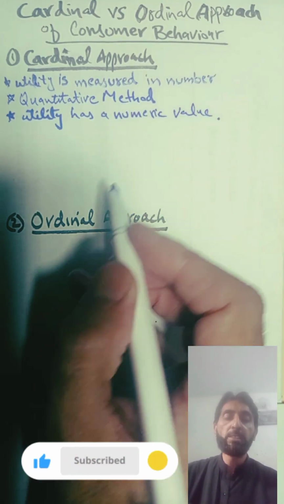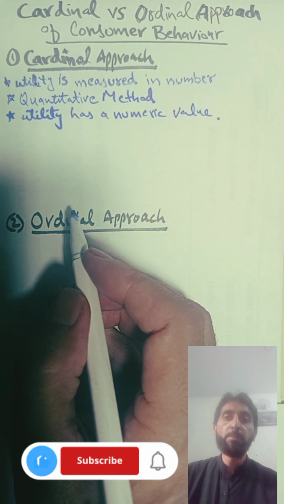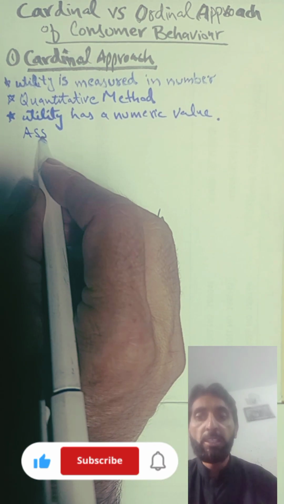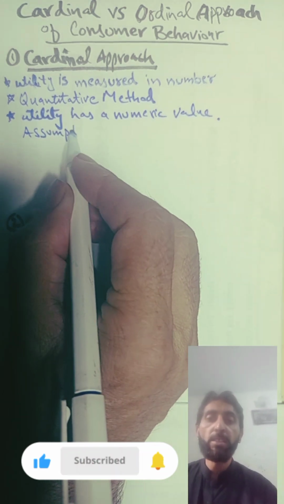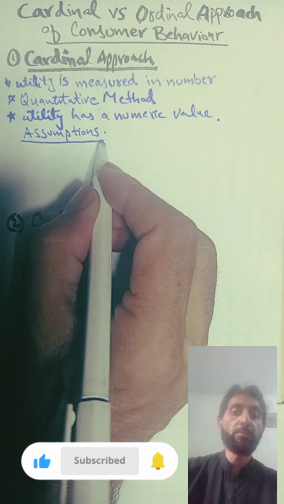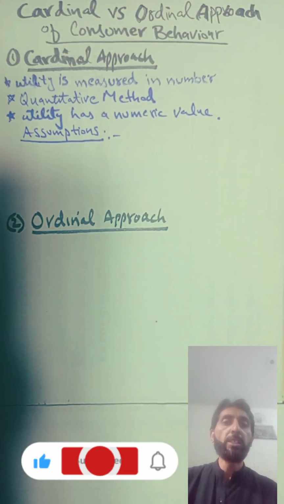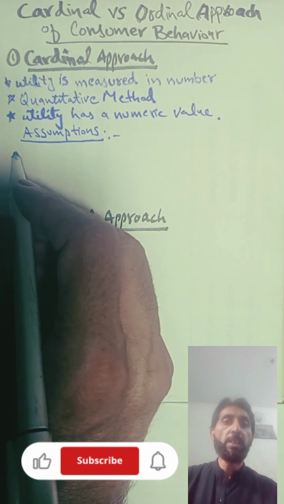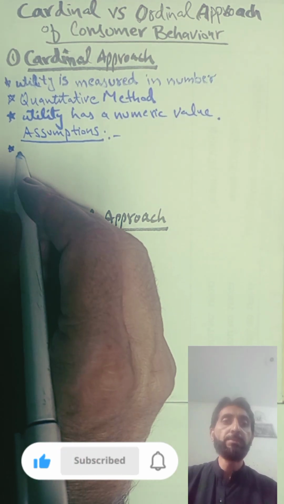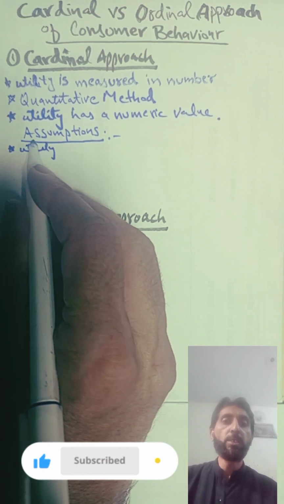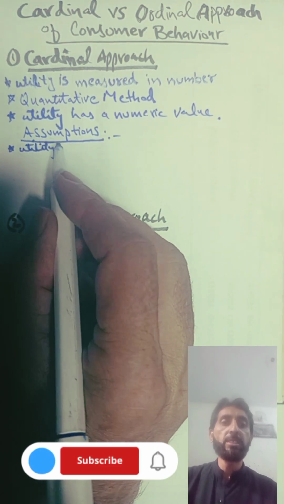The first assumption is that utility is measurable. We can measure the utility which we derive from the use of goods or services. Marginal utility of money remains constant. It is another important assumption of the cardinal utility analysis. The marginal utility of money spent on the purchase of goods or services should remain constant.